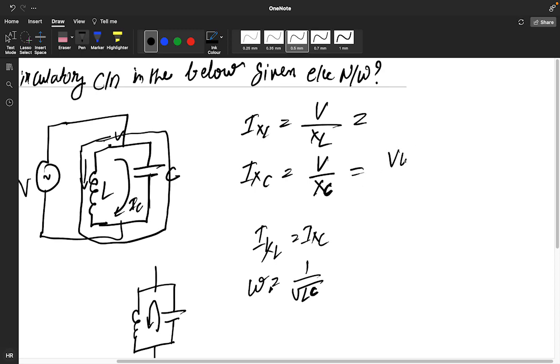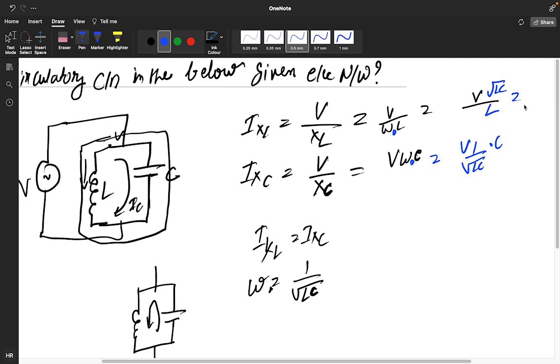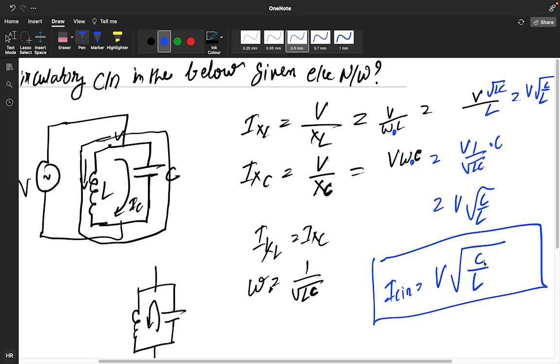So what you will get, put V: XC value will be omega into C, and XL value is V by omega L. This particular omega is your omega naught, so the omega naught value is 1 by root under LC. So root under LC divided by L, and here also V into 1 by root under LC into C. So what you are getting, the circulatory current, is V into root under C by L. So this is your I circulatory current. These things will come in power electronics, V into root under C by L.